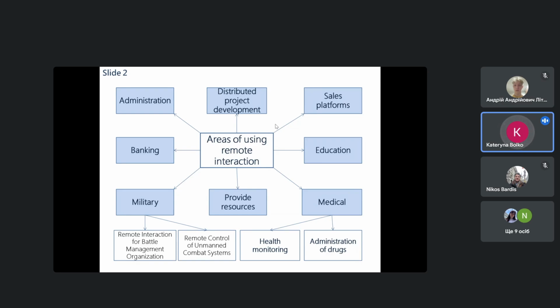Analysis has shown that this expansion is primarily due to areas that require a higher level of information security. Examples of such areas are presented on slide 1 or 2. These areas are healthcare, military, remote resource provision, and commercial bases.